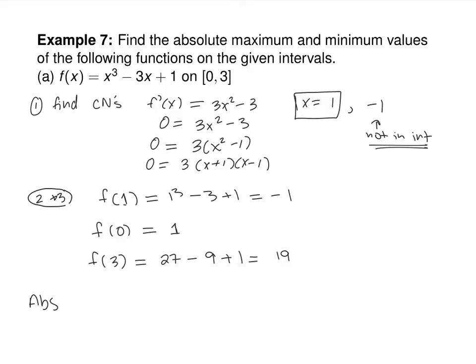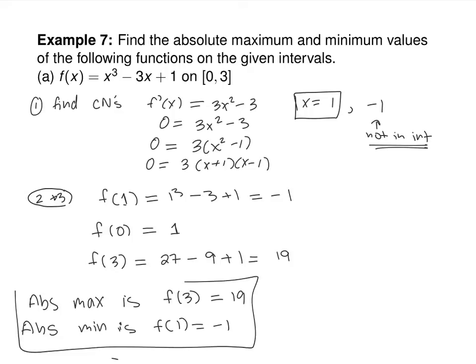So the absolute max is f of 3 equals 19. And the absolute min is what? That kind of is the best way to give it because it tells you both the x coordinate and the y coordinate in the same go. Does that make sense? Or you can say an ordered pair. You could also have said 3 comma 19, 1 comma negative 1.